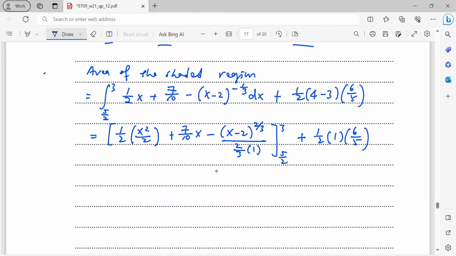Okay, so now you can simplify all these terms. It will be x squared over 4 plus 7 over 10x. Then this is 1 over 2 over 3. That means it's negative 3 over 2, x minus 2 to the power of 2 over 3. So I simplify all the terms first before I substitute the limits. Now, for the second term, half times 6 over 5. The half and 6 can be simplified. Then you get 3 over 5.